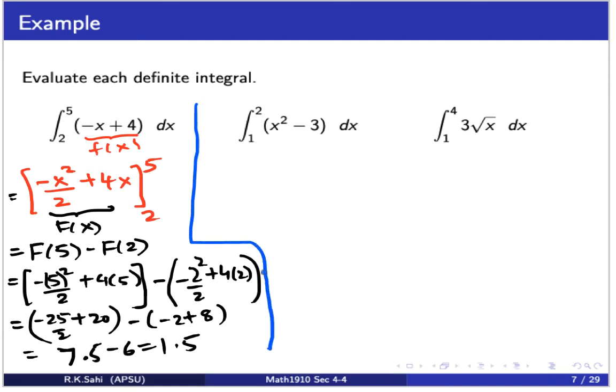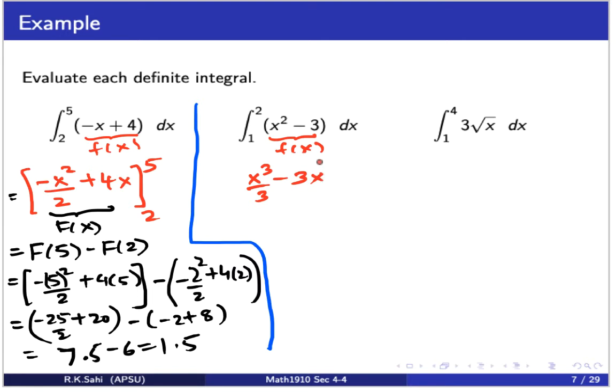Okay, now let's go ahead and look at the next one. So here's the integral from 1 to 2 of x squared minus 3. The first thing you're going to do is, remember that this inside part, guys, is your small f of x. So you will do the indefinite integral for this small part, which is basically what? It is x cubed over 3 minus 3x.